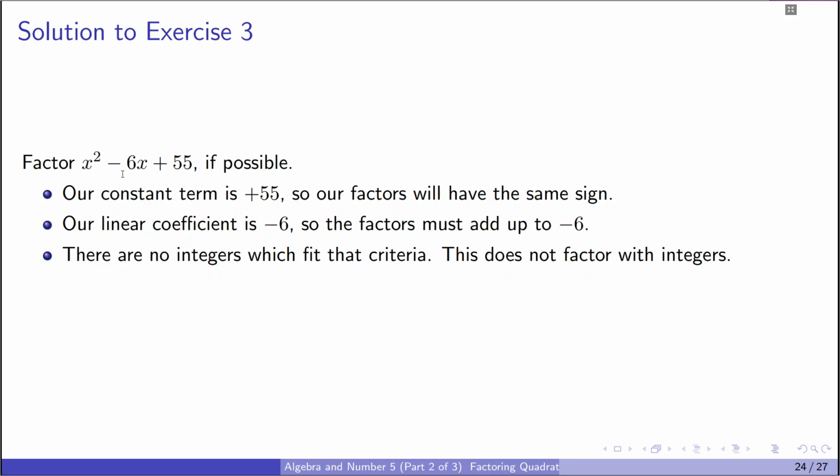Again, if we had a negative 55 with either a positive or negative 6x, we could do it with 11 and 5. But that 55 is not negative, it's positive. We can't subtract 11 and 5. We have to find numbers that add to 6 and multiply to our constant. This polynomial has no real roots. Whatever the numbers are, they don't fit on the number line.